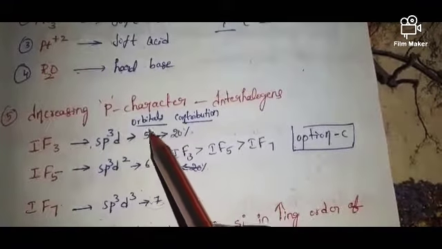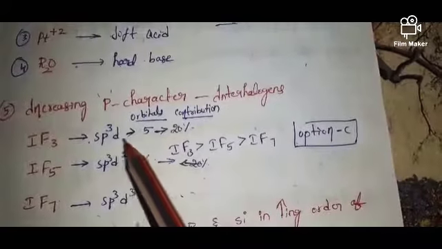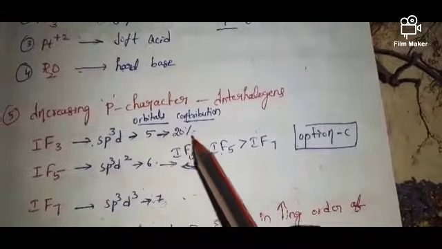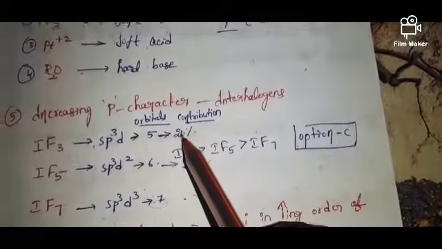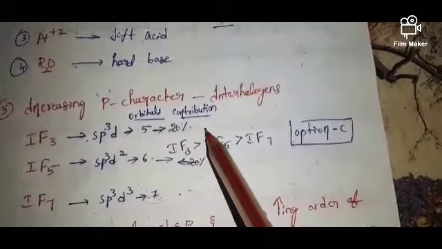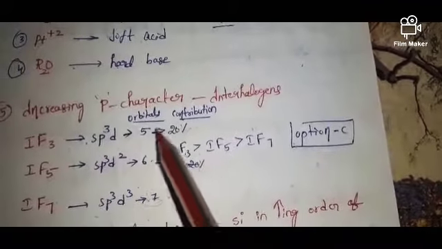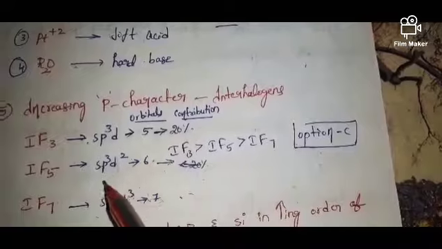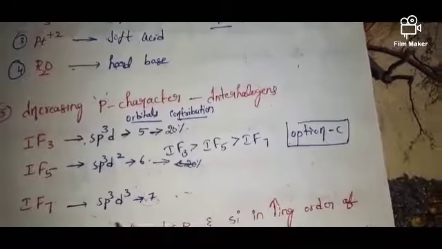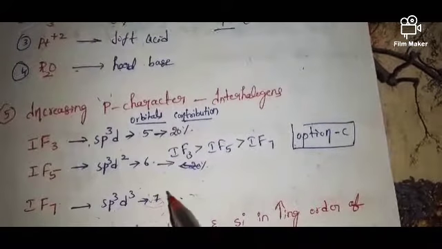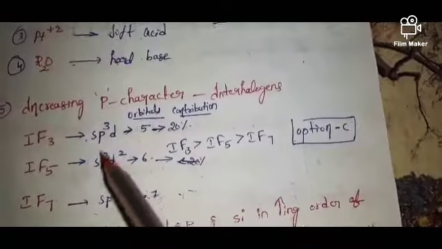Only 5 orbitals are present, so here the p contribution is about 20%. But here 6 orbitals are present, which means the p contribution is less than 20%. Here 7 orbitals are present, so the p contribution is less than this.